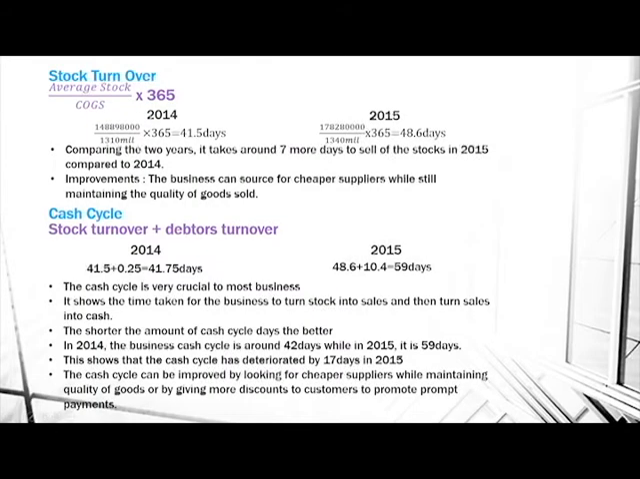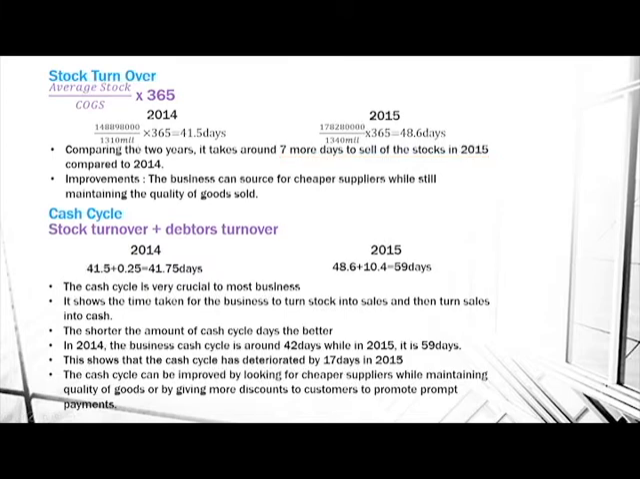In 2014, it takes around 42 days to sell off the stocks but 49 days in 2015. Comparing the 2 years, it takes around 7 more days to sell off the stocks in 2015 compared to 2014.